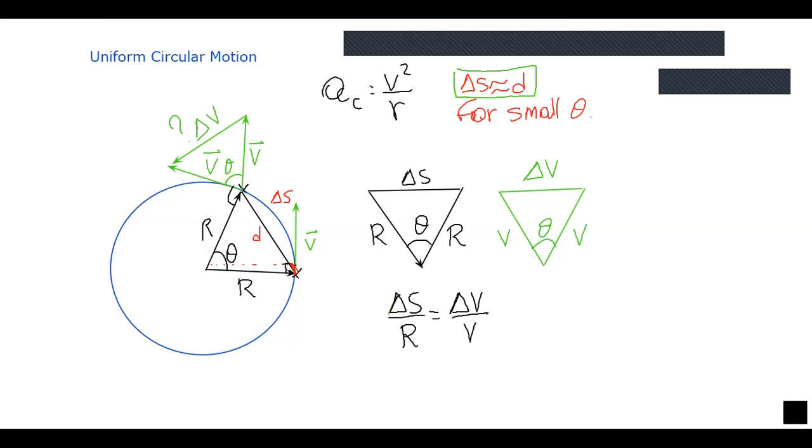Now, how is this formula going to help me in finding the acceleration? Recall that the general formula for the acceleration is that the magnitude of the acceleration is given by delta V over delta T. The delta V here appears in this equation, so I'm going to solve for it by multiplying both sides by V and then rearranging my equation so that delta V is equal to V over R times delta S.